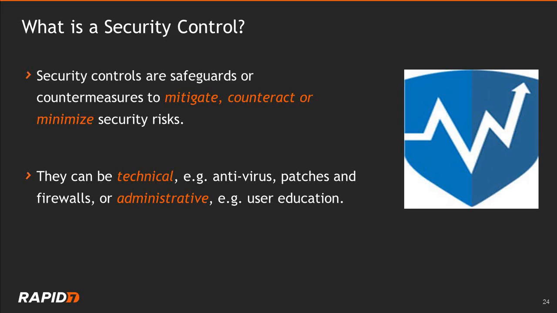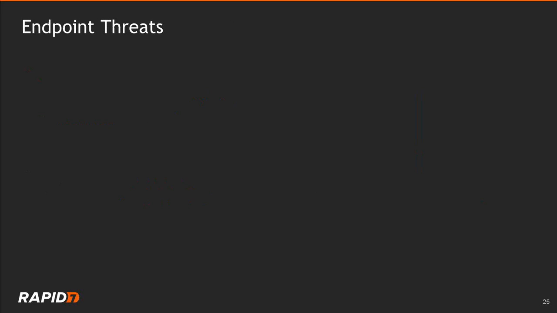What kind of controls are out there? There are both technical as well as administrative controls. So are antivirus tools properly enabled? Are you patching firewalls? And then on the administrative side, education is an important thing. Are you running campaigns internally that test your users? Are you letting your users know what potential threats are out there?